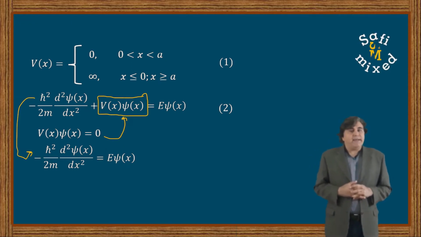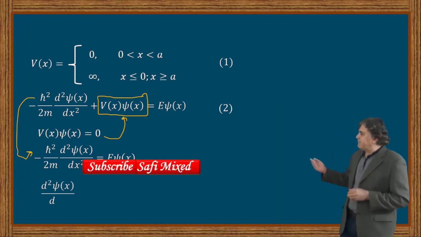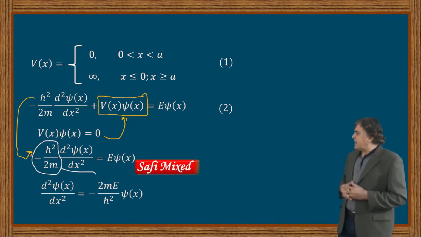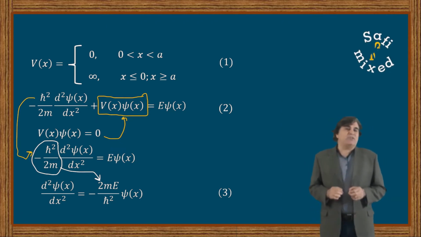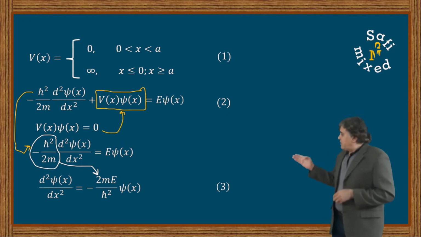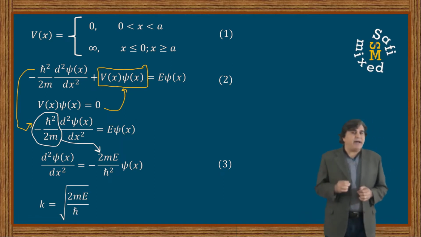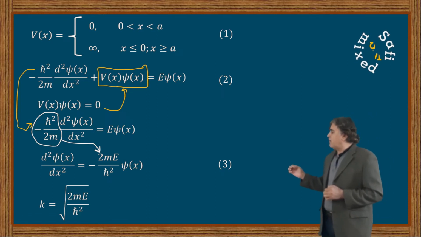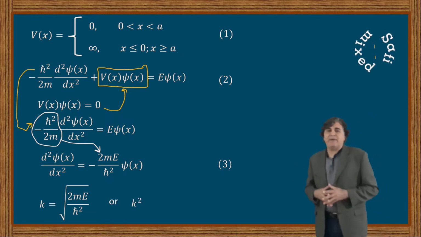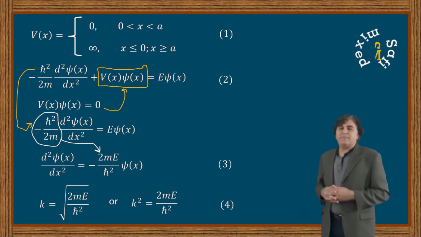And taking minus h bar squared divided by 2m to the right side of the equation, I can further write the equation in this form, that is d squared psi(x) divided by dx squared equals minus 2mE divided by h bar squared psi(x). Equation 3 can be put into another simplified form if I define a quantity k such that k equals the square root of 2mE divided by h bar squared, or k squared equals 2mE divided by h bar squared.